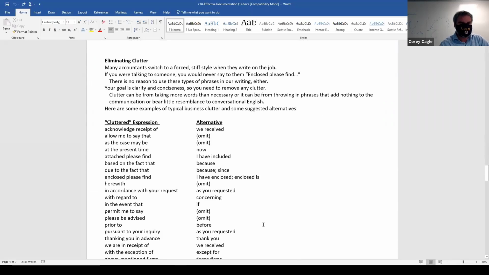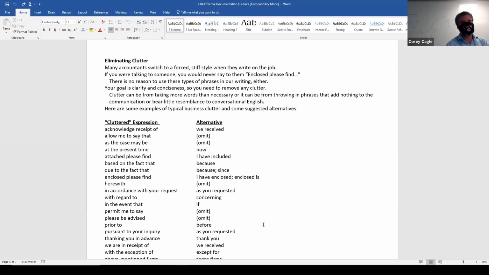Okay, eliminating clutter, because this is the thing that we tend to be the most guilty about. This gives us something fun to talk about and argue about. Some of these I don't agree with, but a lot of them I do. Many accountants switch on this very stiff style when we're writing. If we're talking to somebody in person, we would never say to them, enclosed, please find, right? There's no reason for us to do this in our writing either.